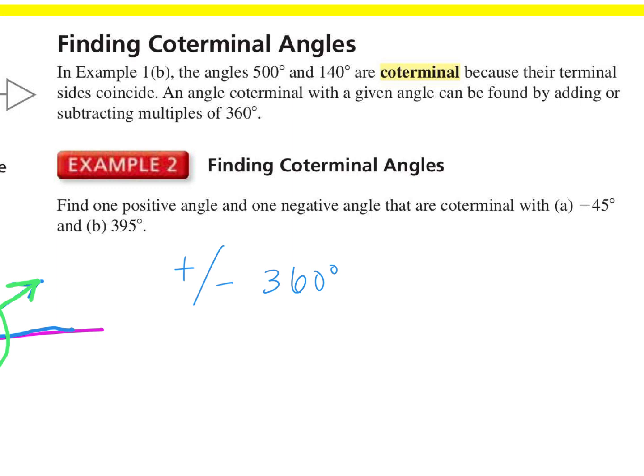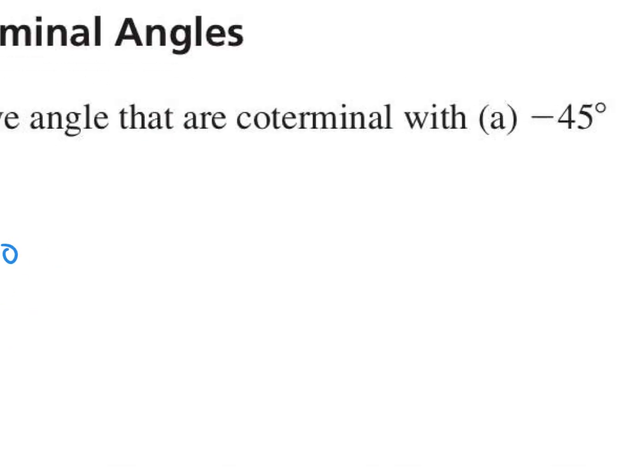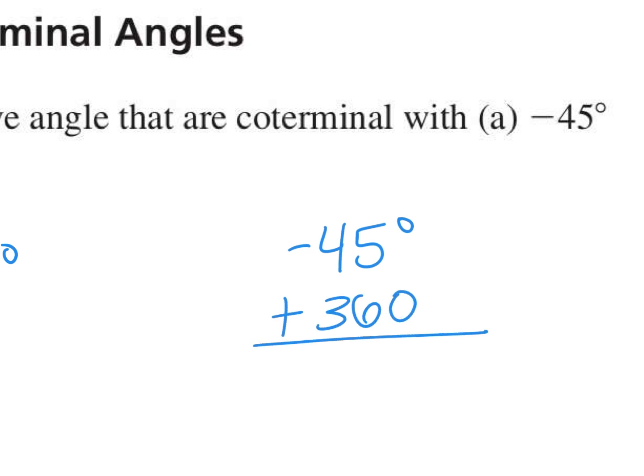So I want one positive and one negative coterminal angle with negative 45 degrees. All right, so here's my initial angle, negative 45 degrees. Now, you guys could have all different answers. Some of you will add 360 one time. Some of you will add it 2 times. As long as the difference is 360 degrees, you're good. But if I add 360 to negative 45 degrees, what do I get?